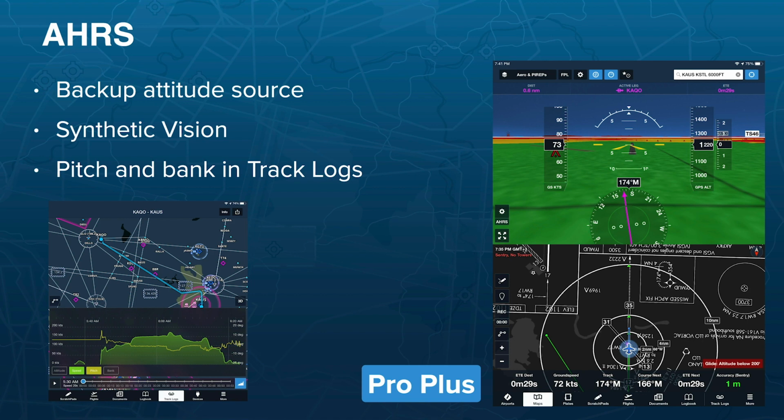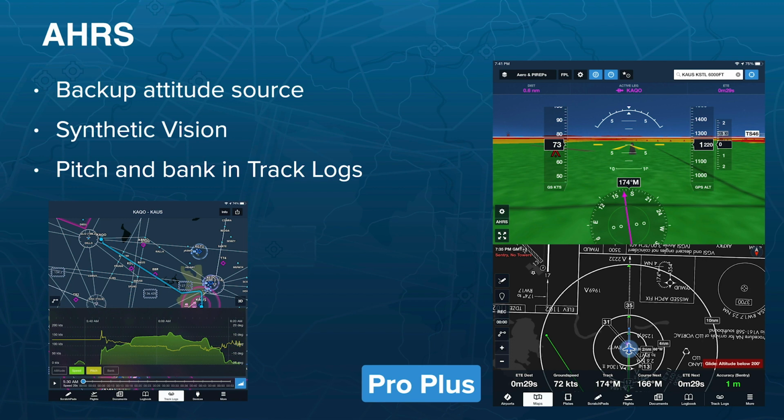It also can be used in your track logs. If you go to look at your track logs and you have a source of attitude, we can show you your pitch and bank over time on your track log, which is pretty interesting. I think if you show speed and pitch together, you can see, especially if you're a student pilot, that's really useful to see how those two things correlate to each other.